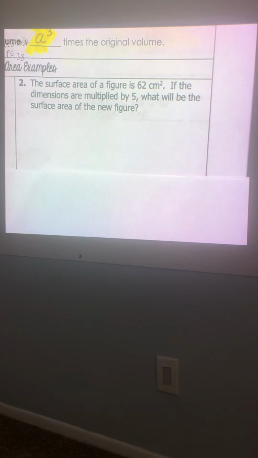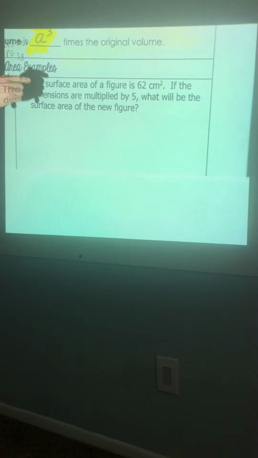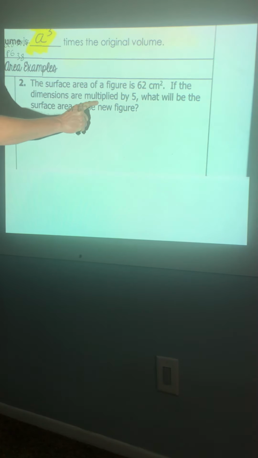Time for reading. The surface area of a figure is 62 centimeters squared. If the dimensions are multiplied by 5, what will be the surface area of the new figure? What you need to realize is that if the dimensions are multiplied by 5, your A value is 5. You're taking all the dimensions and multiplying by 5. Now, do you want the new volume or the new surface area? It says surface area.